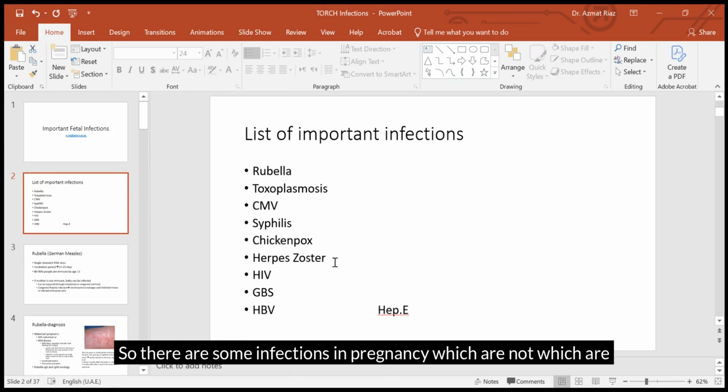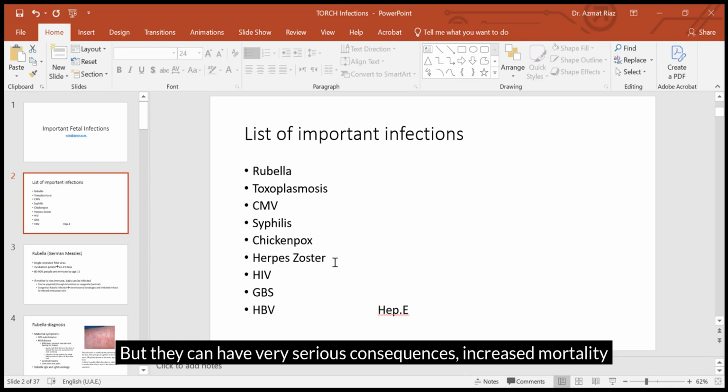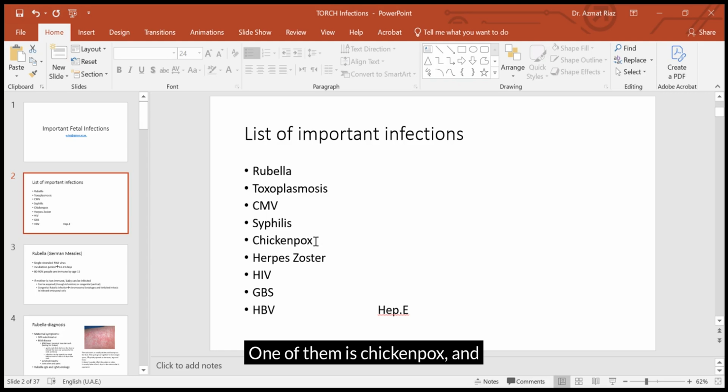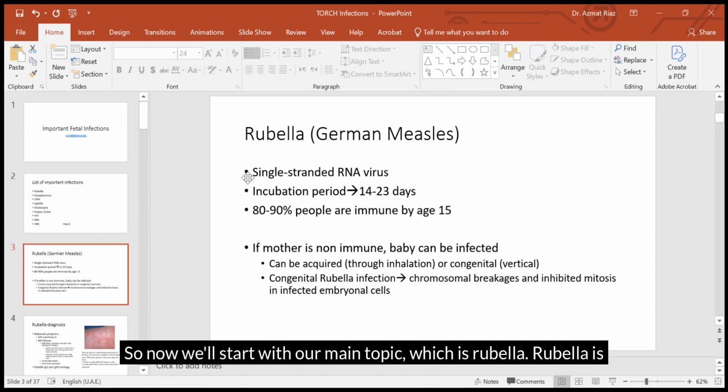So there are some infections in pregnancy which do not have disastrous consequences when they affect non-pregnant people, but they can have very serious consequences, increased mortality and morbidity, if they infect a pregnant woman. One of them is chickenpox, and the second one is hepatitis E infection. Okay, so these two, especially in pregnant women, can have disastrous consequences. So now we'll start with our main topic, which is rubella.